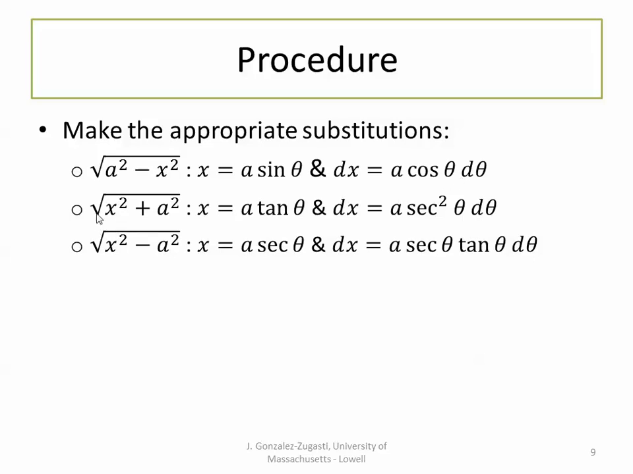If your integral involves the square root of x squared plus a squared, remember, x can take on any value, so I should make the substitution that x is equal to a times tangent of theta, because that takes on every value. And that means that dx is equal to a secant squared theta d theta. And finally, if my integral involves the square root of x squared minus a squared, then I think, okay, the absolute value of my x value has to be greater than or equal to a. How can I do that? That's when x is equal to a secant theta, which then means that dx is equal to a secant theta tangent theta d theta.